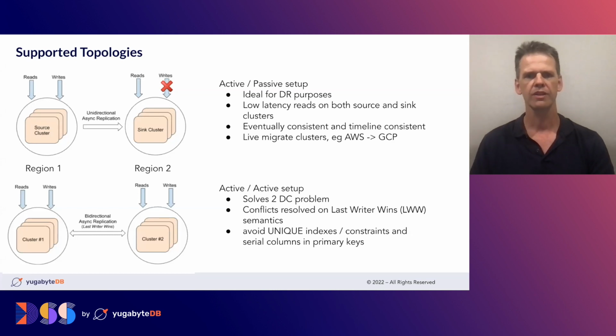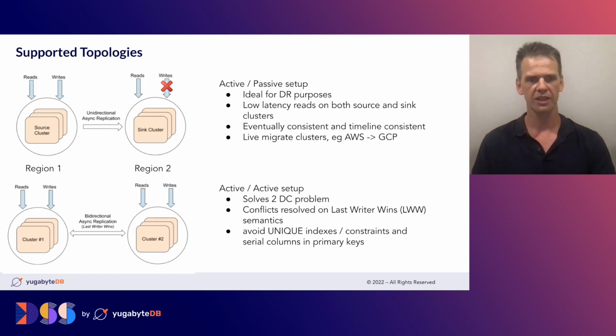We have conflict detection and resolution, and that resolution always falls down to last writer wins semantics. So whichever was last written will win that tie. There are some caveats with this scenario. You want to avoid certain things like a unique index.